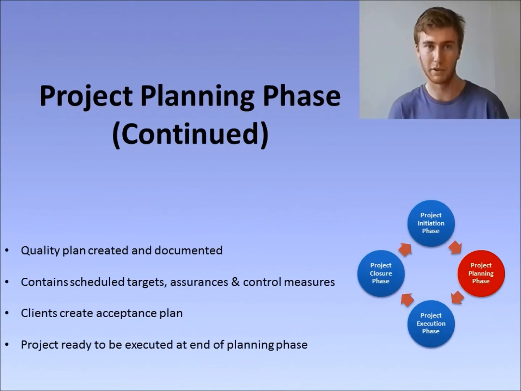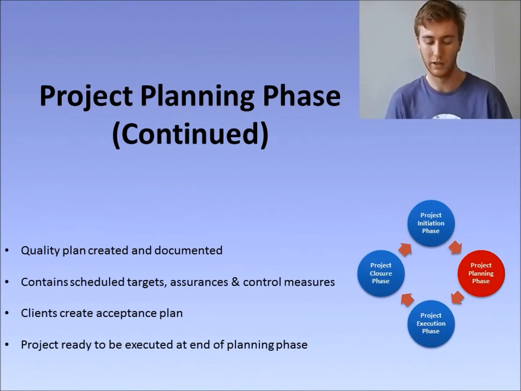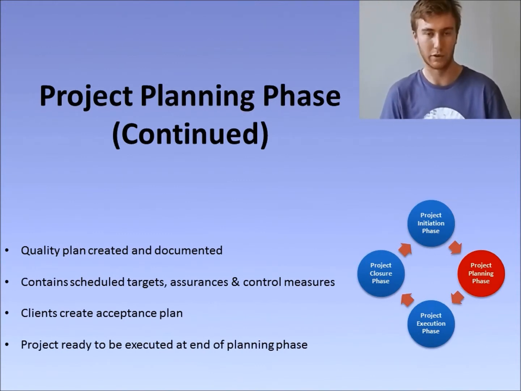A quality plan must be created and documented. This plan must contain scheduled targets, assurances and control measures. An acceptance plan must be created that documents the client's requirement to accept the completion of the project. By the end of the planning phase, the project would be planned in full detail and would be ready to be executed.